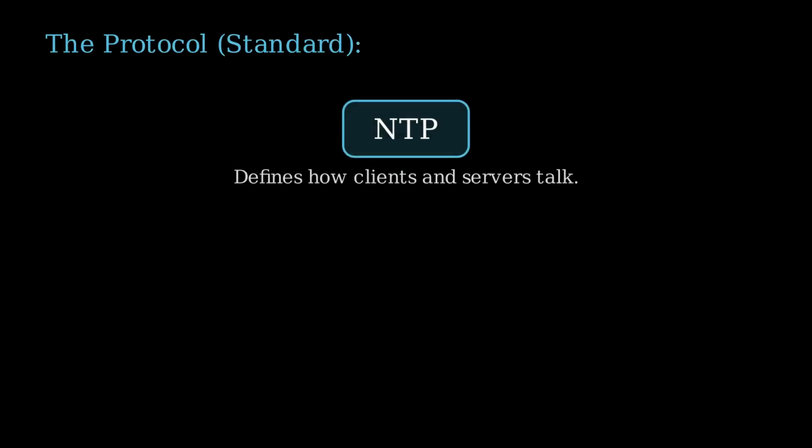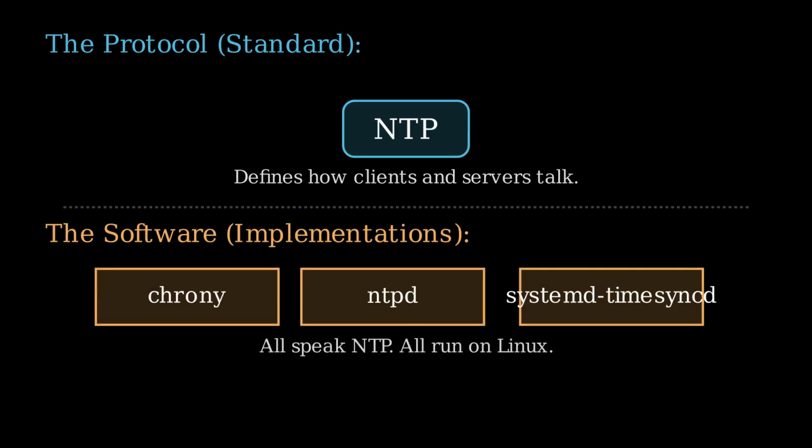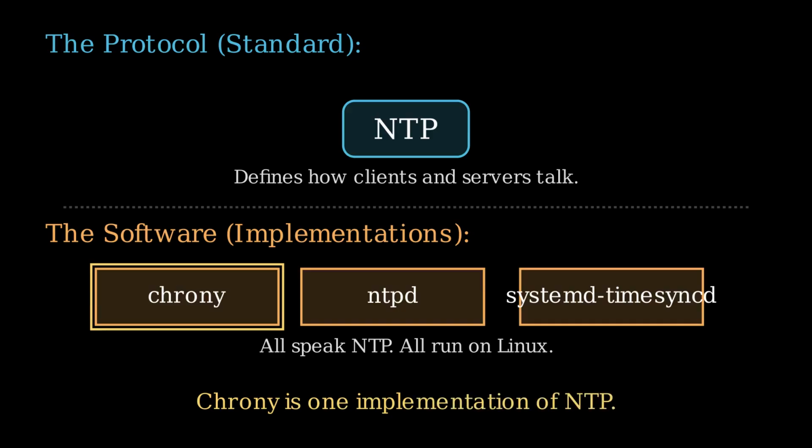Important distinction. NTP is the protocol, the standard that defines how time servers and clients talk. Chrony is software that implements NTP. Other software implements NTP too. Chrony happens to be the modern default on most Linux.